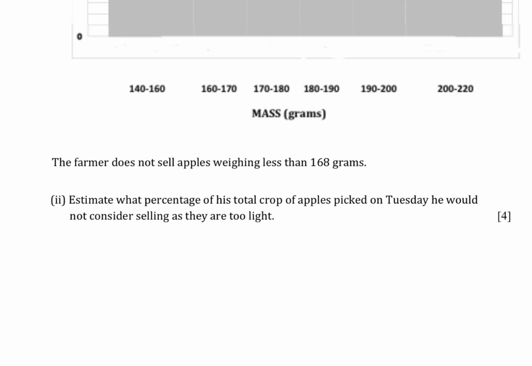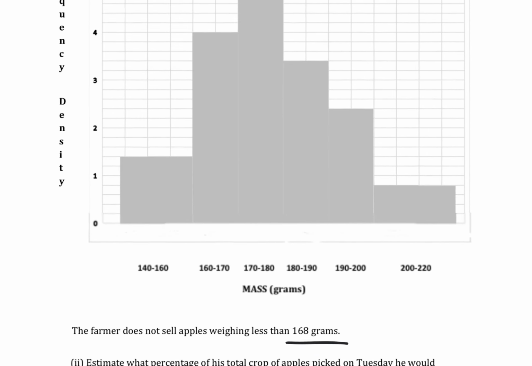Okay, so the first thing we need to do is find the total frequency. If we want to find a percentage, we need to find the total number of the things, and then also we need to find a number that's less than 168. But we need to get our total first.